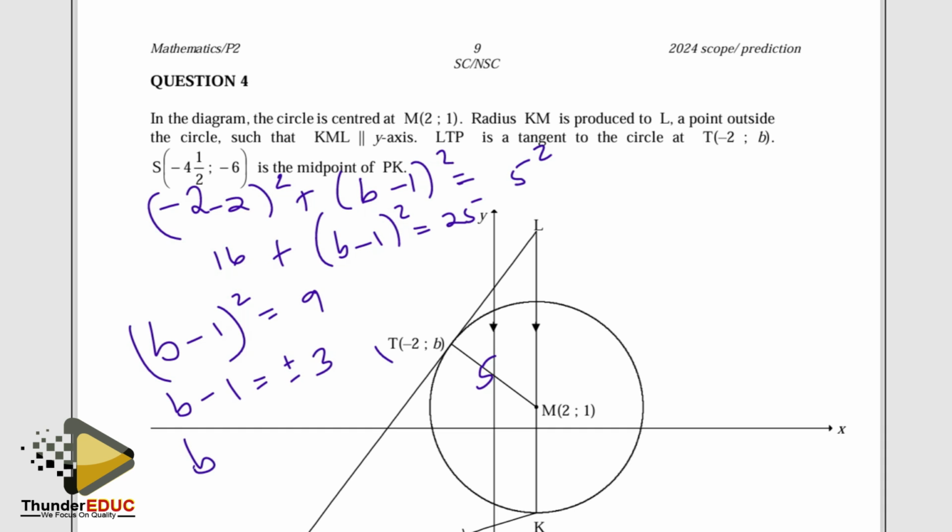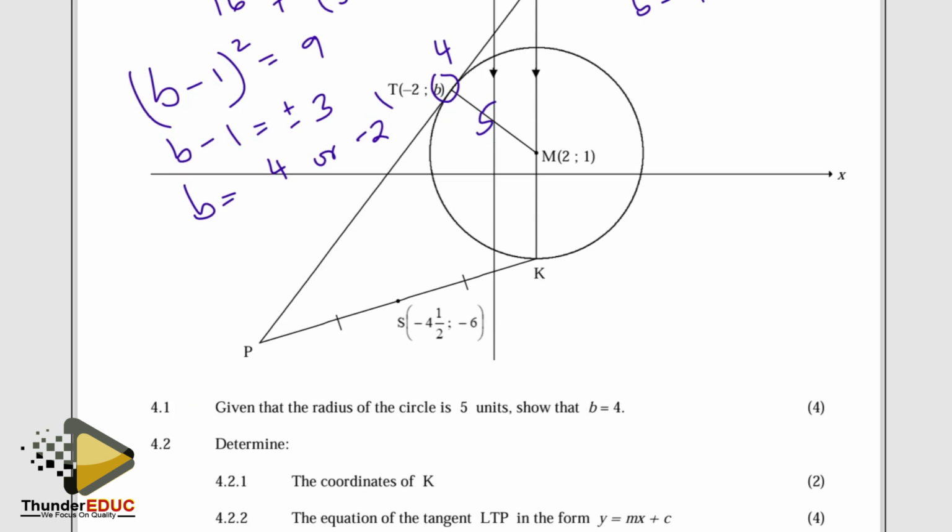Move the 1 that side. So B can either be a 4 or B can either be a negative 2. So B is a y, which is up. So B is a 4. They told us to show that B is what? Perfect. So we isolate or we kill this because it's not applicable. Then determine the coordinates of K.